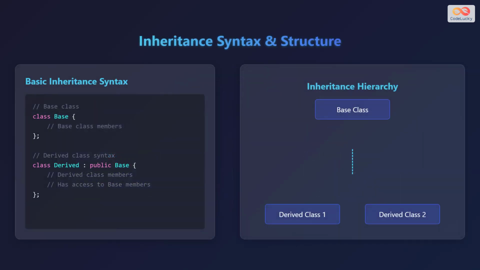Let's see the basic inheritance syntax. We start with the base class, using the keyword class followed by the class name, in this case base. Inside the class, we define the base class members. Now, to create a derived class, we use the keyword class, followed by the derived class name, in this case derived, then a colon, followed by the keyword public, and finally the base class name base. Inside the derived class, we can define the derived class members which have access to the base class members.